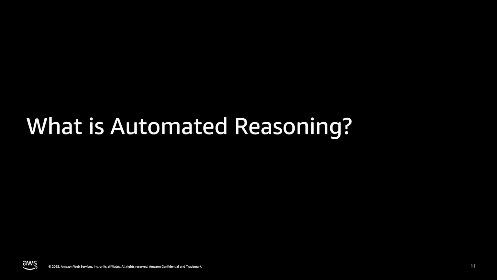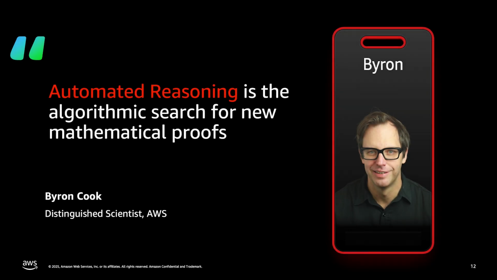So the next thing is, what is automated reasoning? On the side, we have Byron, who is a distinguished scientist and VP at AWS, and he defines automated reasoning as the algorithmic search for new mathematical proof, right? What we do in automated reasoning is that we reason over evidence and we make deductions. So the automated in that case is actually automating that process.